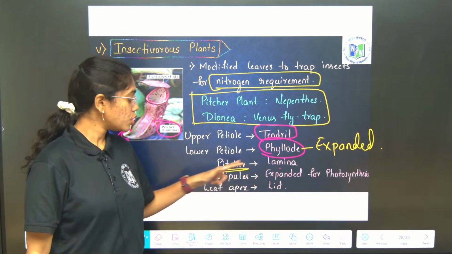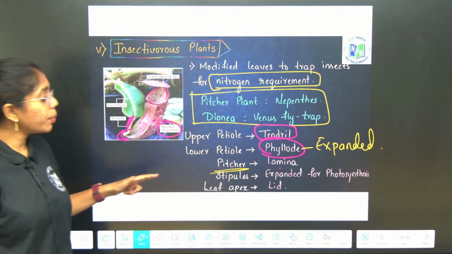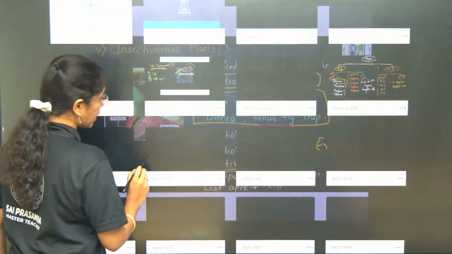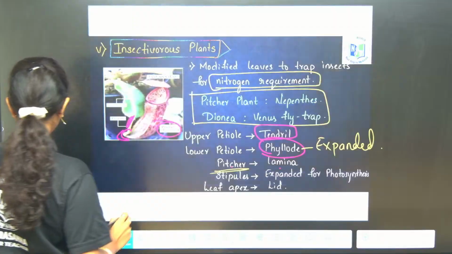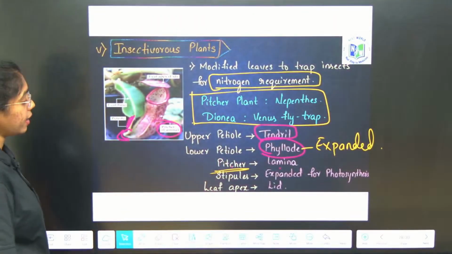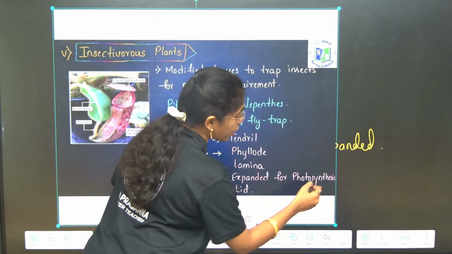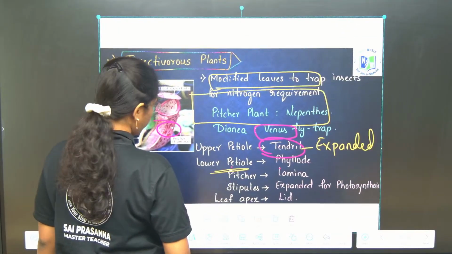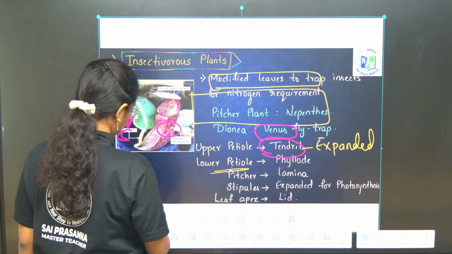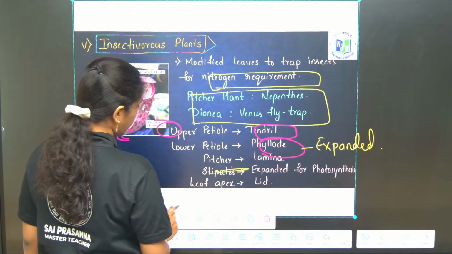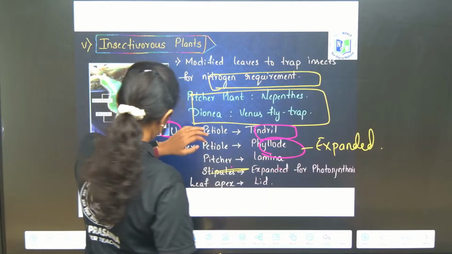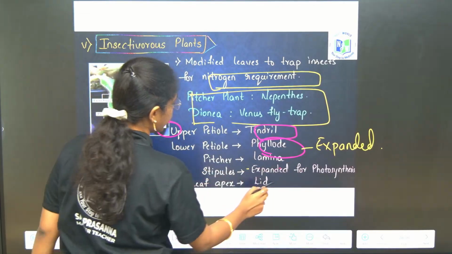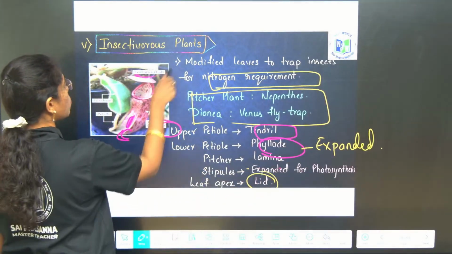Okay. Lamina is modified to picture, and stipules. Stipules which are present at the leaf base are expanded for photosynthesis, and the apex of the leaf is modified to lid. Okay, leaf apex is modified to lid.